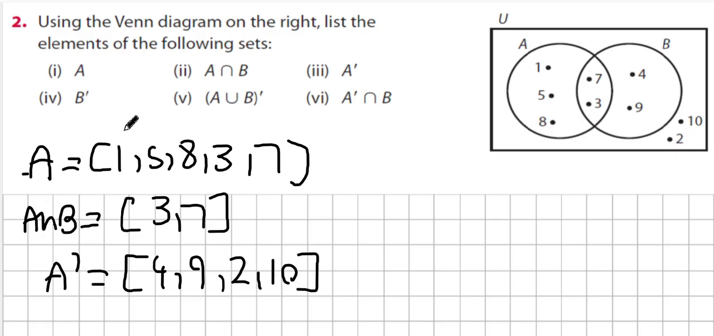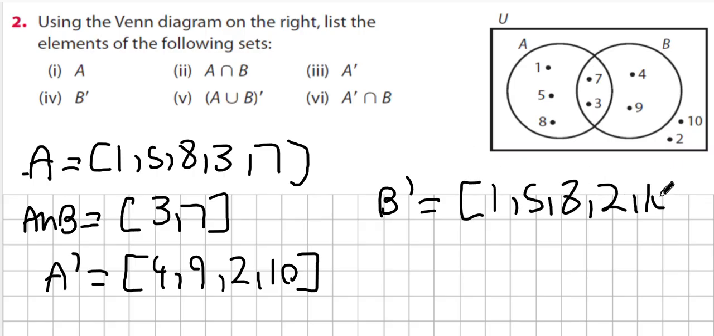Okay. Now, B complement means everything that's outside the circle B. Everything outside of that circle. So what do we get? 1, 5, 8, 2, 10? Okay. Based on an eyesight test so far. If you remember what it means, it's very easy.